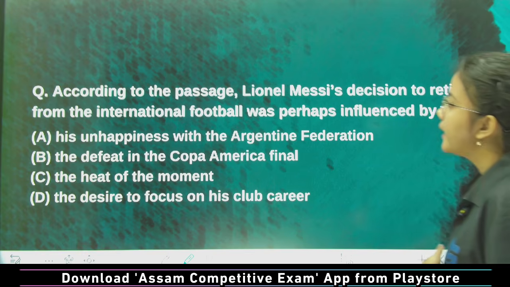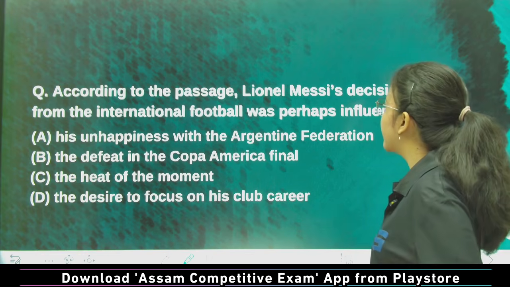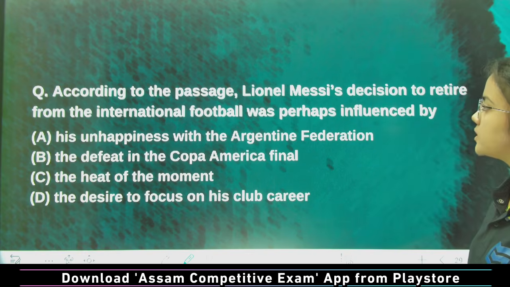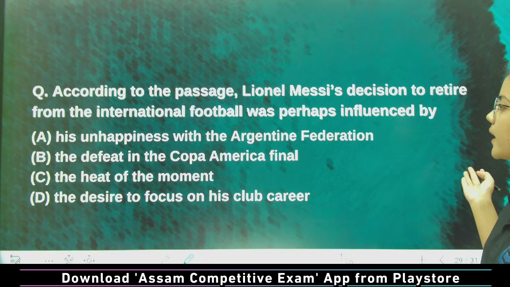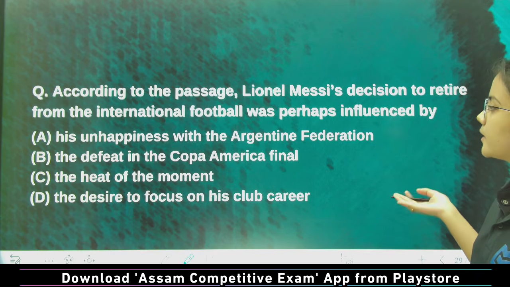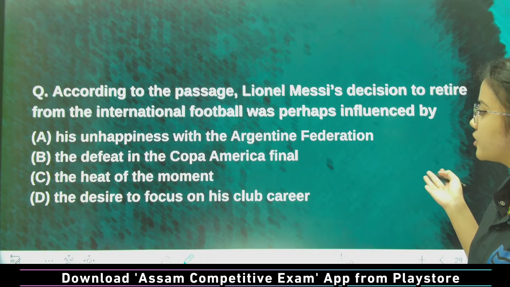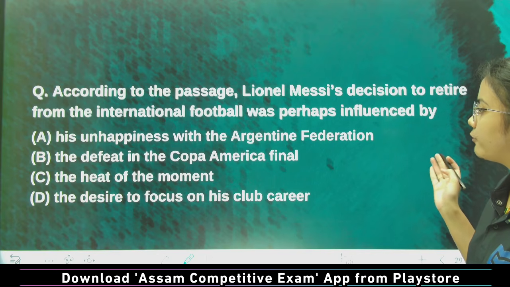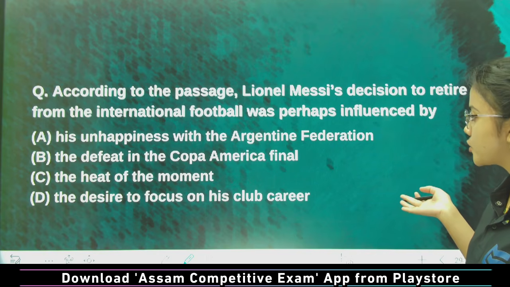Next question. According to the passage, Lionel Messi's decision to retire from international football was perhaps influenced by: the options given are his unhappiness with the Argentina Federation, the defeat in the Copa America final, the heat of the moment, a desire to focus on his club career.